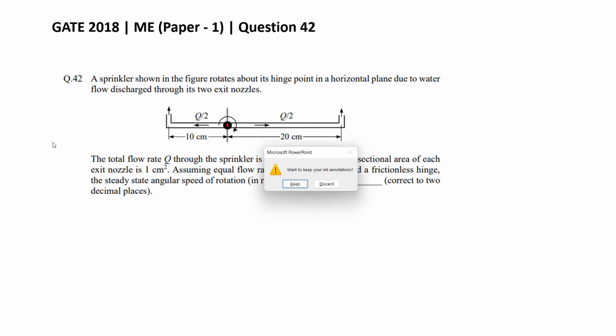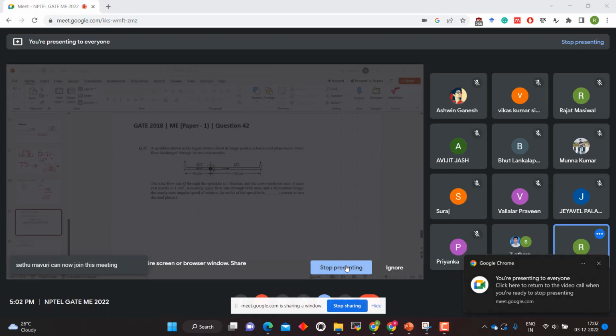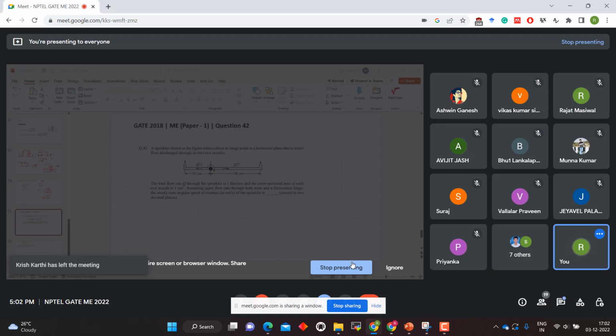Someone is just a minute. Yeah, Ashwin, you were saying something.